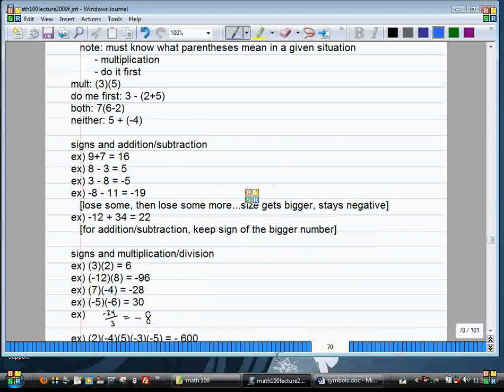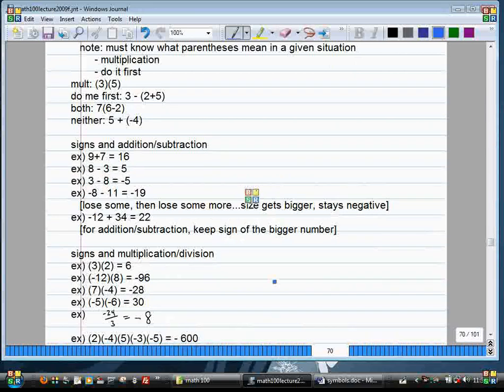Okay. So what about this? 2 times negative 4 times 5 times negative 3 times negative 5. All right, I'll give you one cheat. I'll let you know that 2 times 4 times 5 times 3 times 5 is 600. But now, how do we figure out what the sign of the answer should be? There are 3 negatives, so what does that tell you?